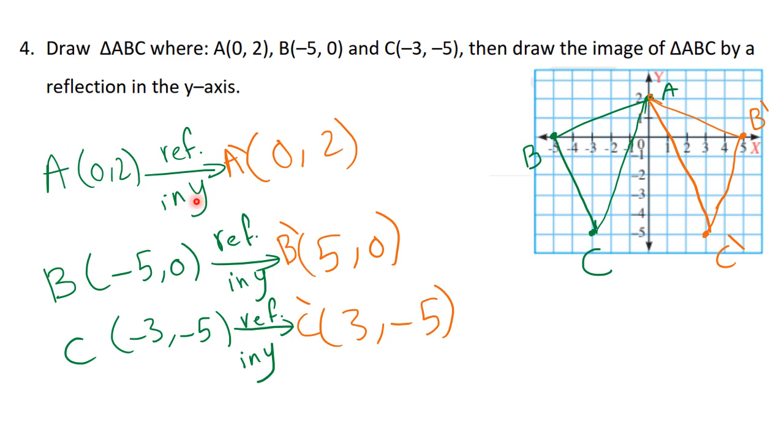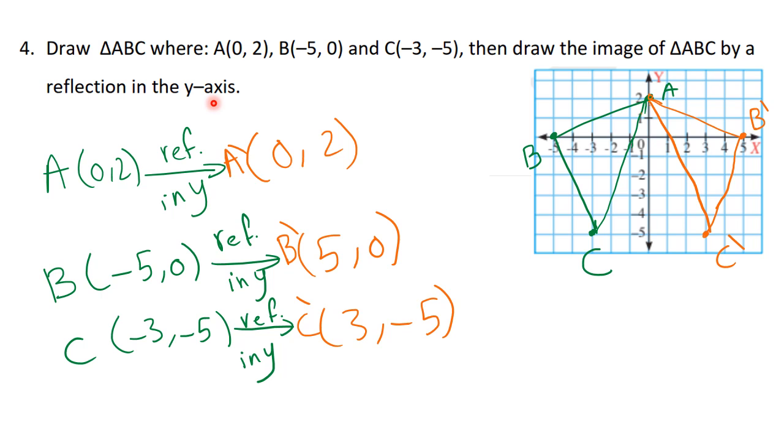Okay, for the next question we have geometric transformation. We first draw the triangle with these coordinates: A (0, 2), B (-5, 0), C (-3, -5). So we already drew this triangle in green, which is the original triangle. Now we need to get the image of this triangle by reflection in the y-axis.